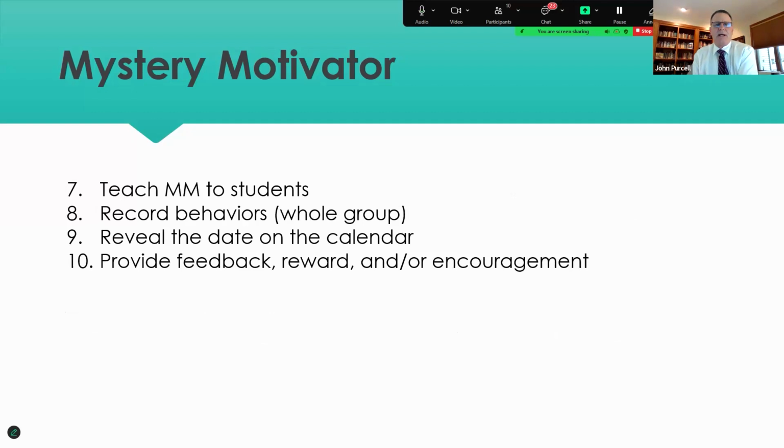You're going to teach that mystery motivator to the students. Make sure you record those behaviors, keep track of that. Let them know, reveal what that date is on the calendar, and then provide that feedback, reward, and encouragement. The important thing is to follow up on that targeted behavior, to always be reminding them and then following up, especially if they reach that goal or if they're successful, to set that as an expectation moving forward. Hey, we've done this. Now I know we can always do it. So you're going to provide that encouragement.